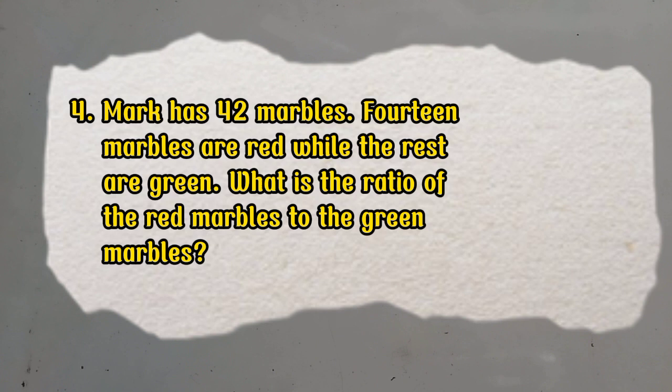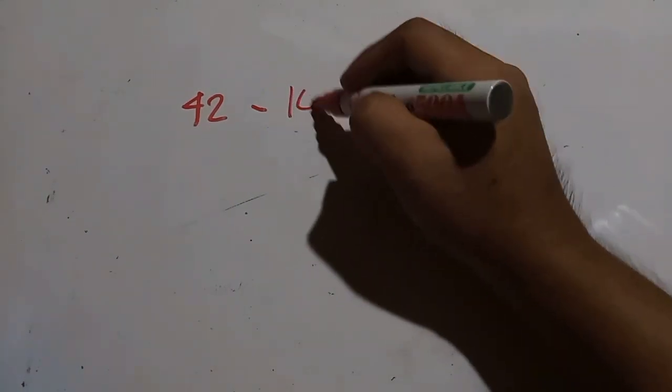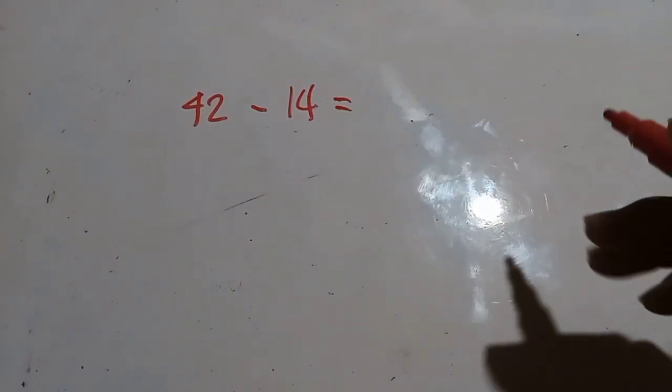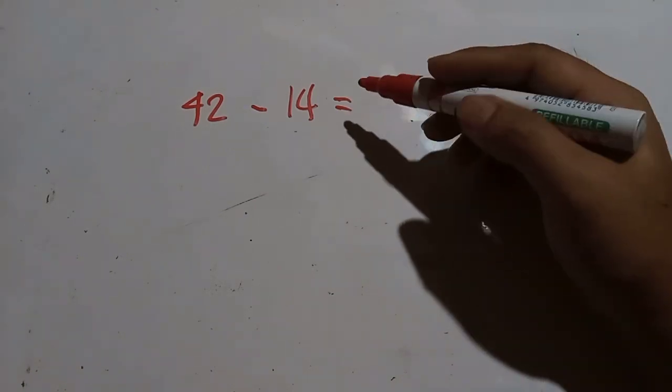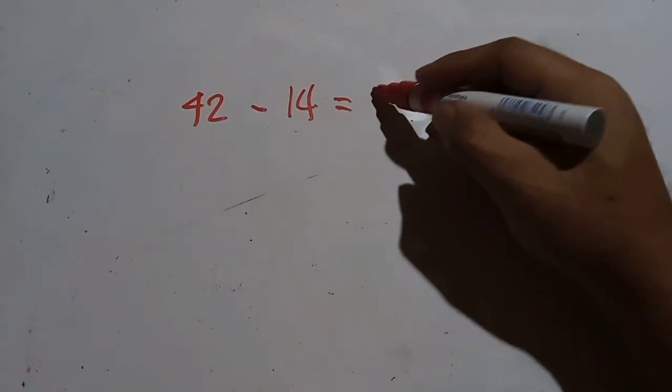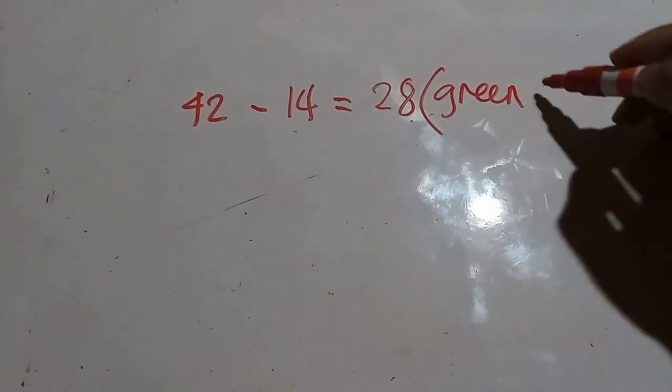So, now, how many marbles do we have? So, we have 42 marbles. So, if meron tayong 42 marbles, now, so how many red marbles? So, that is 14. Okay, 14. So, subtract natin para makuha natin yung what? Para makuha natin yung green marbles. So, 42 minus 14, that is 28. So, ito ay ating green marbles.